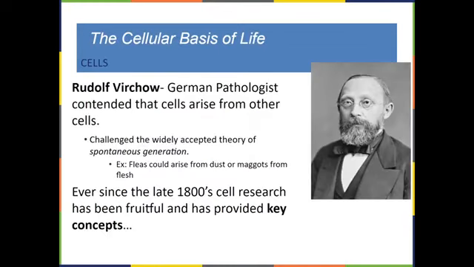Here's Rudolf Virchow, who contributed to the cell theory. He was one of the scientists that went against the idea of spontaneous generation, that something like fleas could arise from dust or maggots from flesh. So he went against this accepted theory and said that pre-existing cells give rise to other cells, and that multicellular and unicellular organisms must have that cellular basis.